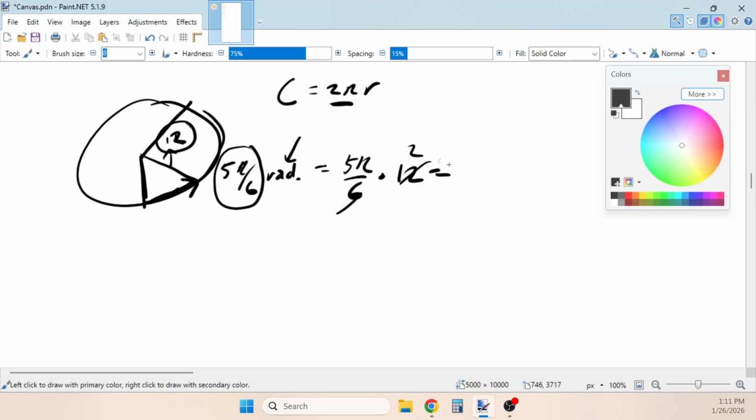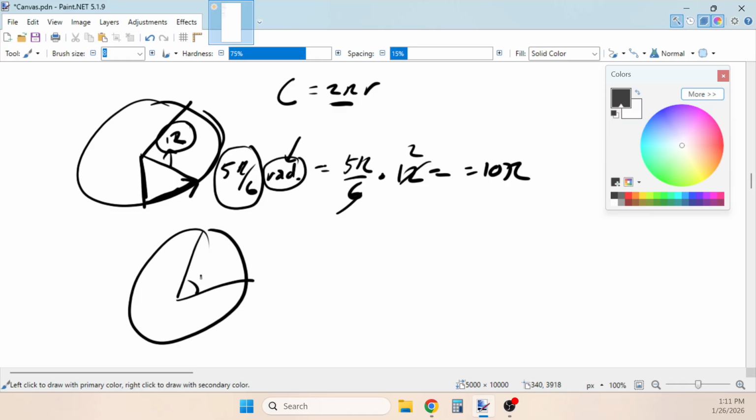Cancel a 6 and pi. So it's nice. One of the reasons that radians are really nice is that for any arc that I'm measuring, if I know how many radians my angle is, and I know how big my radius is, it's always just the number of radians times the length of the radius. Which is not bad.